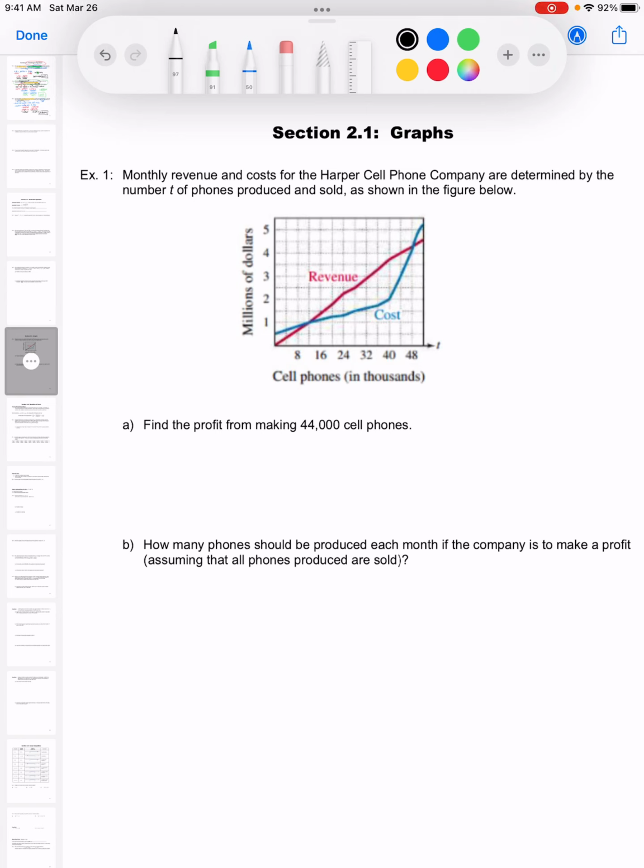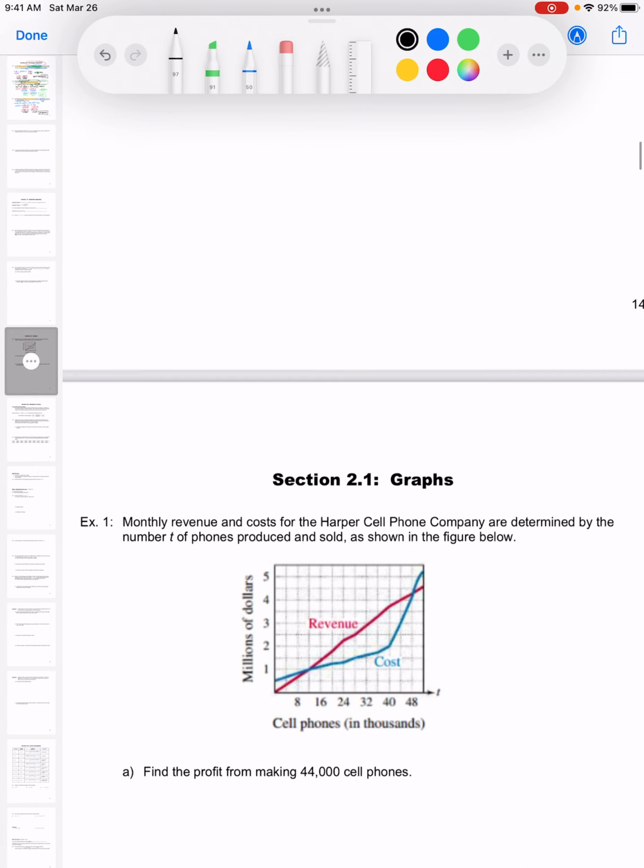Right, so this section is super short. It might be the shortest video of the entire semester. We're just going to be reading off some graphs. We are going to have to remember back to our chapter 1 stuff about revenue and cost. So let me just scroll.